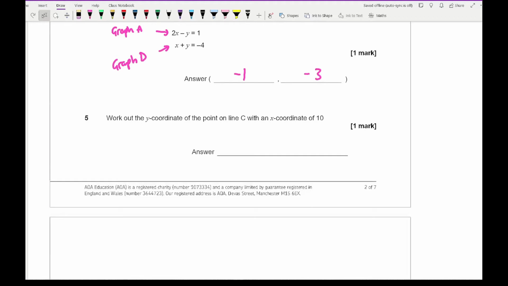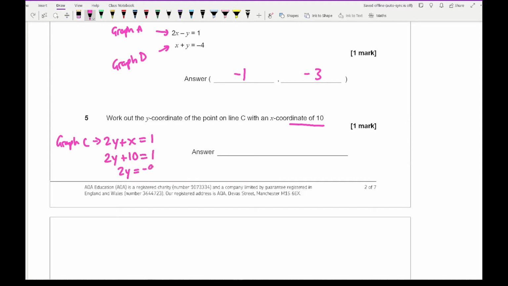And then for question 5, it says work out the y coordinate of the point on line C with an x coordinate of 10. So if we look at the equation for graph C, so graph C is 2y plus x equals 1. So then if I substitute x equals 10 into this, I end up with 2y plus 10 equals 1. Then go about solving this.